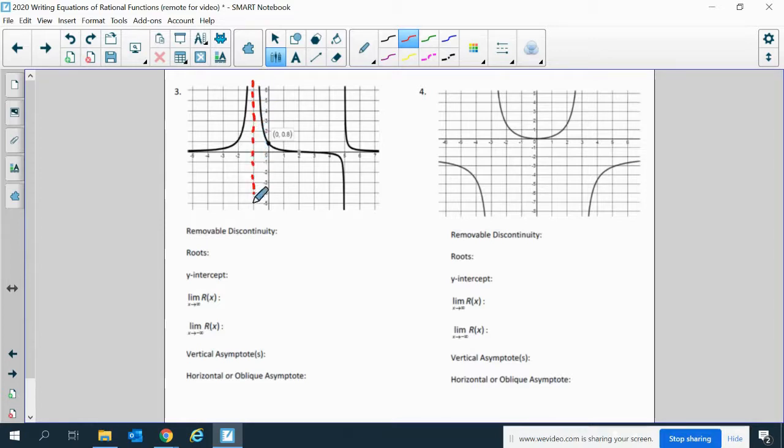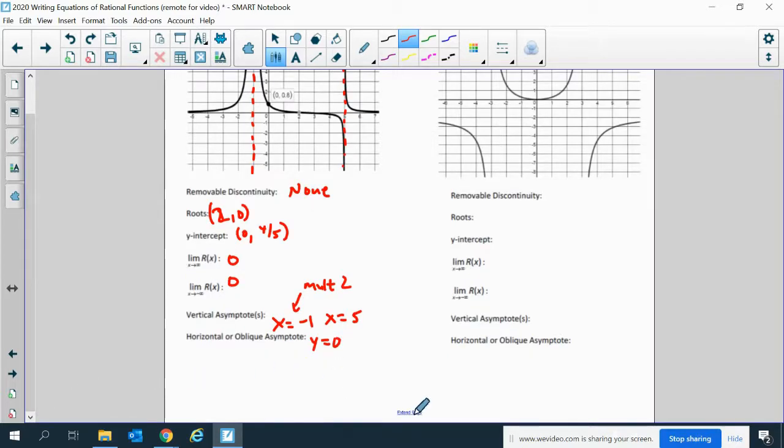Okay, x equals negative 1 is a vertical asymptote, and x equals 5 is a vertical asymptote. This one has multiplicity 2. I know that I have the y-intercept at 0, 4/5. I don't have any removable discontinuities. I have a root at x equals 2, so 2, 0. And it appears that the limit as we go to infinity is 0, so my horizontal asymptote is 0.